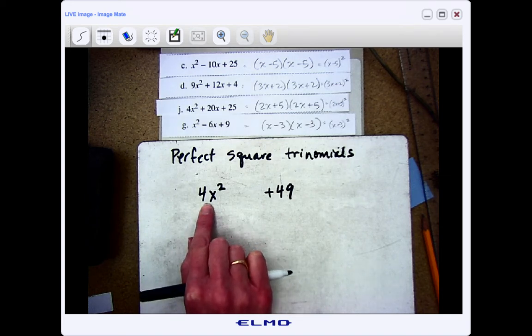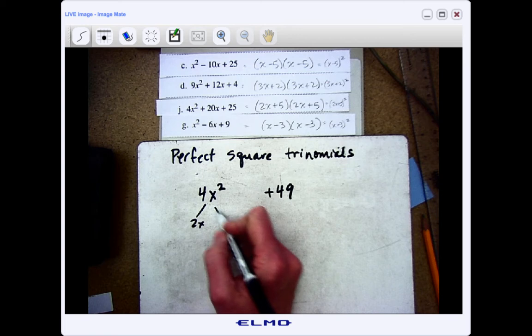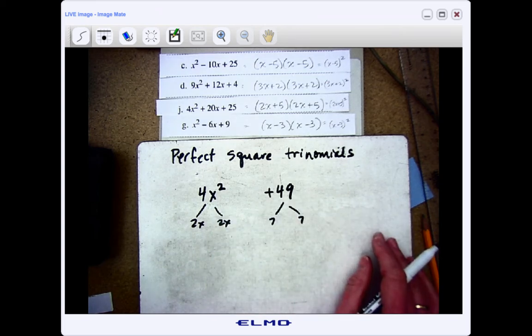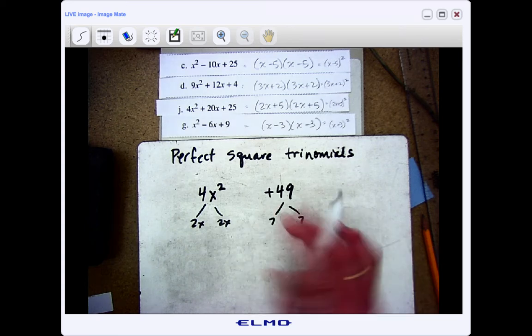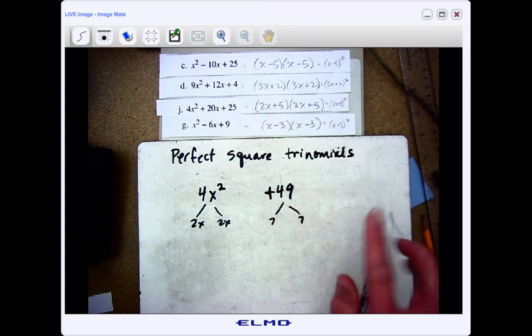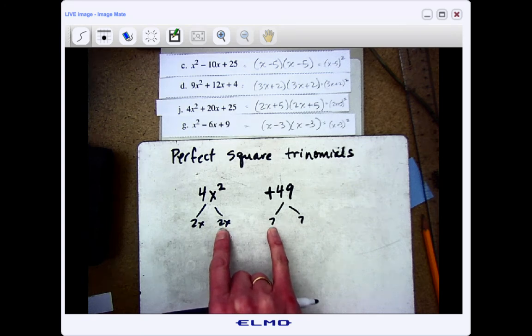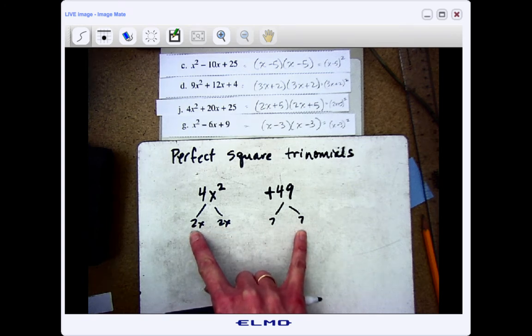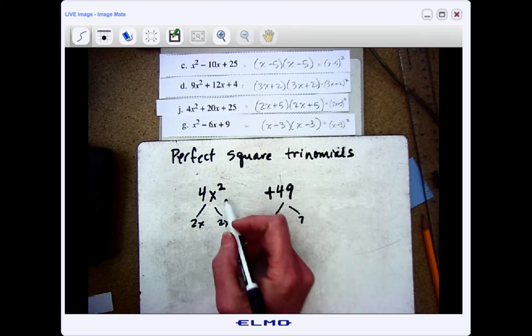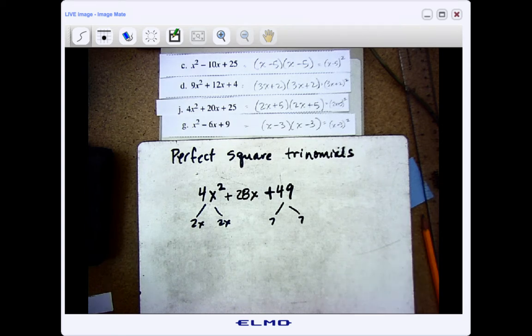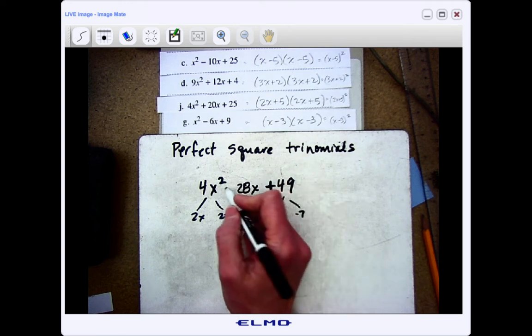If I think about 4x squared, that's 2x times 2x. And 49 is 7 times 7, okay? Oh, sorry, that has to be a plus sign back here. So 7 times 7, or negative 7 times negative 7. If I multiply 2x times 7, that gives me 14x. 2x times 7, that gives me another 14x. If I add that together, the middle term would have to be plus 28x. The middle term could also be, if those were negative, negative 28x.